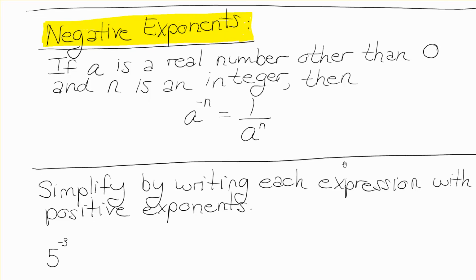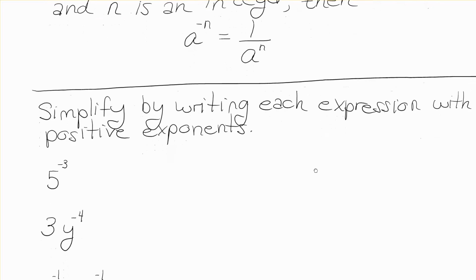It says a negative exponent: if a is a real number other than 0 and n is an integer, then a to the negative n is just the reciprocal of a to the n. And we're going to go ahead and use that definition to simplify each of the following expressions and write them with positive exponents only. So if you need a second to write that down, go ahead and pause the video. Okay, let's go ahead and continue with our examples.